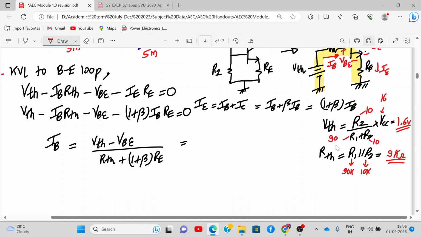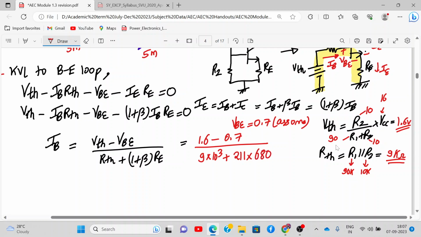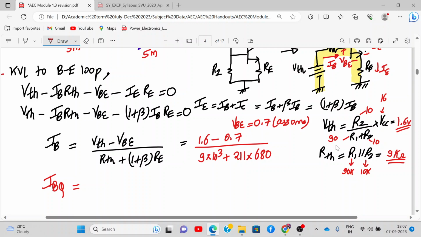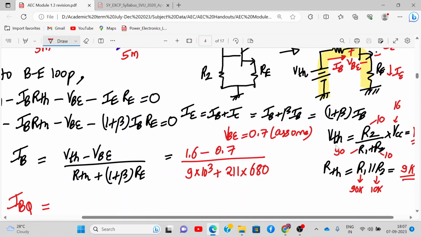I'll give you some time. I'll wait. So I substitute over here 1.6. VBE I'll assume to be 0.7. So 0.7 divided by 9 kilo ohm plus beta is 210, so it will be 211 into the RE value, which is 680. So calculate the value of IBQ. I'll give you all some time to calculate this. Do it with your own calculator to gain confidence.